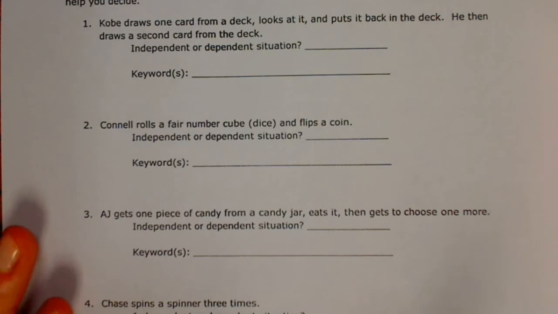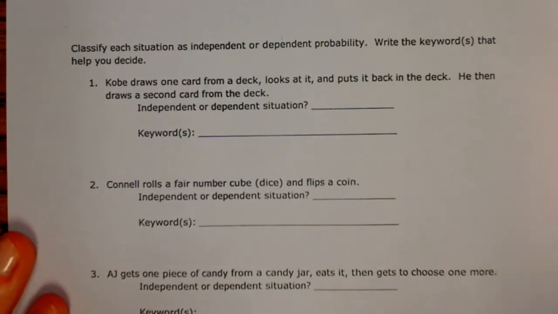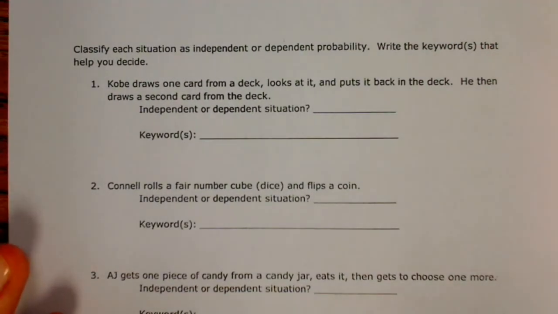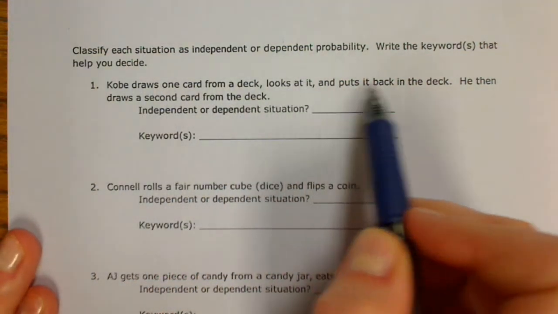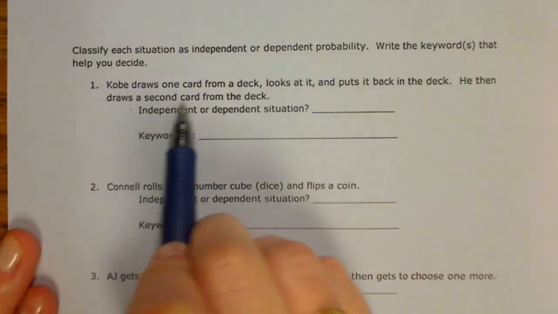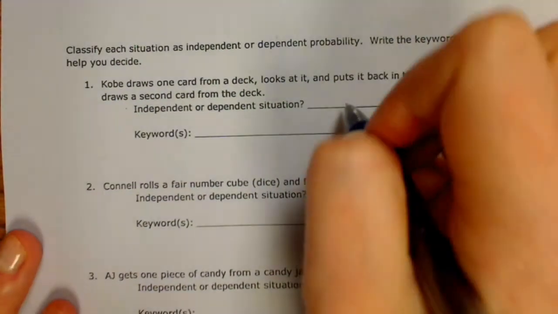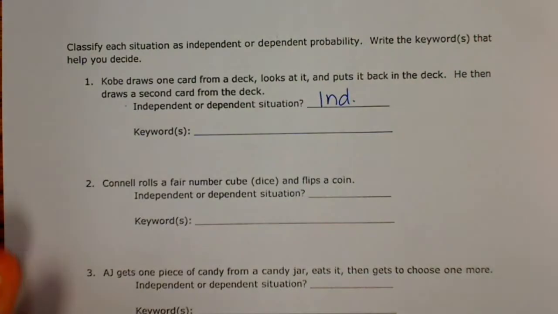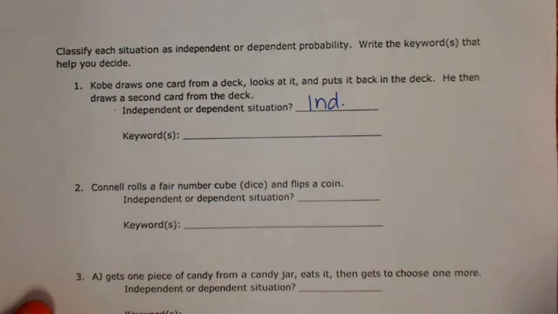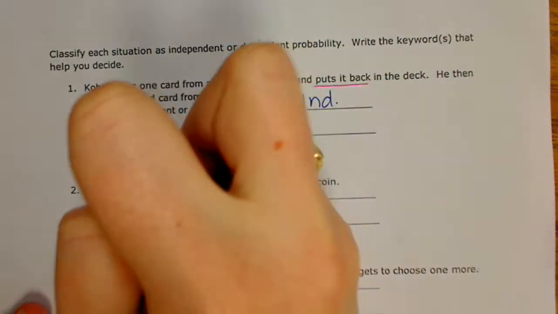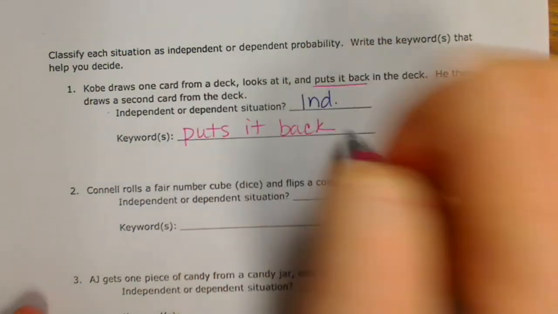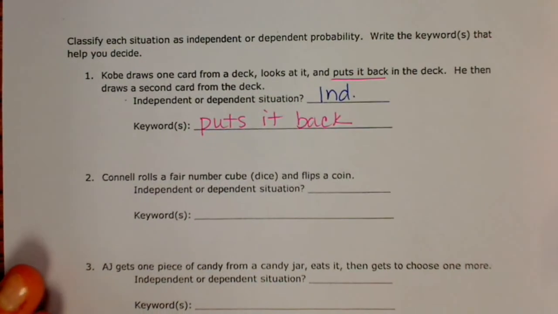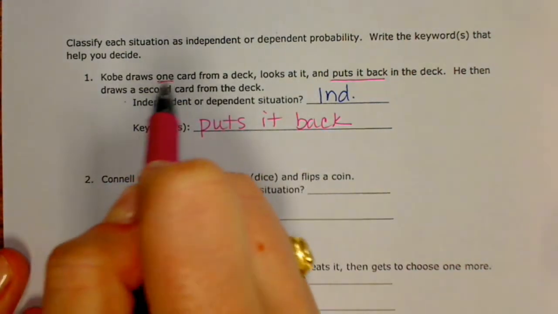Okay, so let's go to the back. It says classify each situation as independent or dependent probability. Write the key word or words that help you decide. Number 1, Kobe draws one card from the deck, looks at it, and puts it back in the deck. He then draws a second card from the deck. Well, this is going to be independent probability, because it says right here, he puts the card back. So when he goes to draw that second card, his chances are exactly the same as they were when he drew the first one.